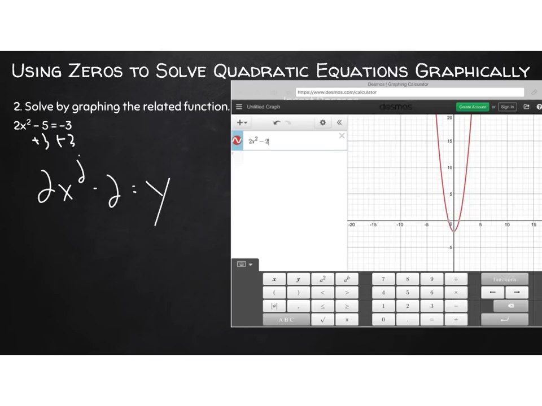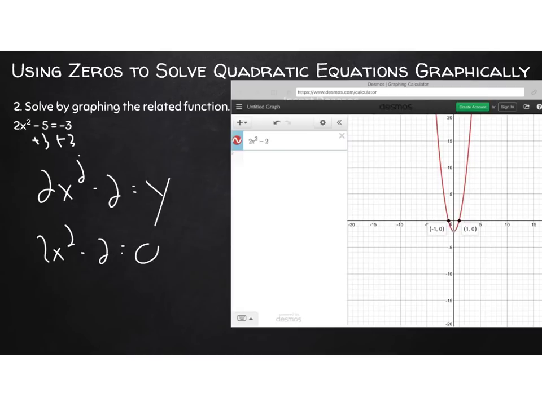And now what we're looking for to solve is when our y is 0. So 2x squared minus 2 equals 0. Well, when is y 0? We come over here and we look. We get -1 and 1. So then we would say our solution, x equals -1 and 1.